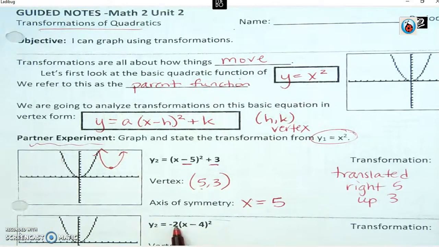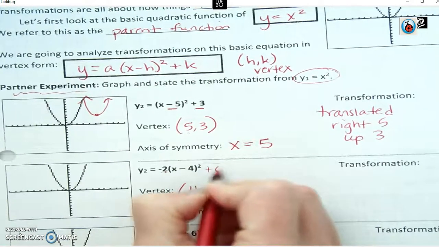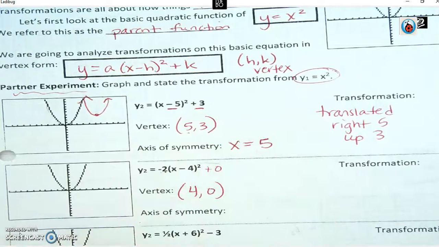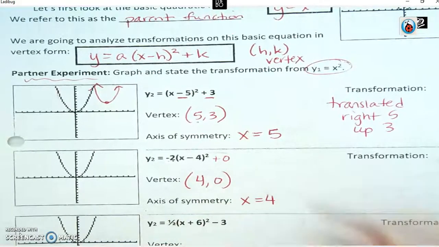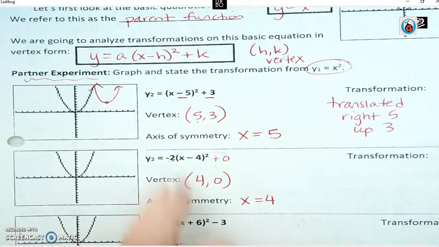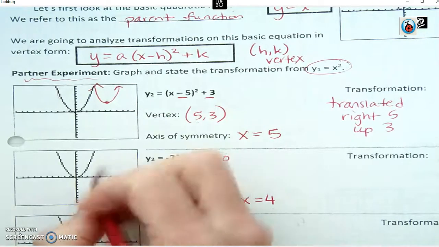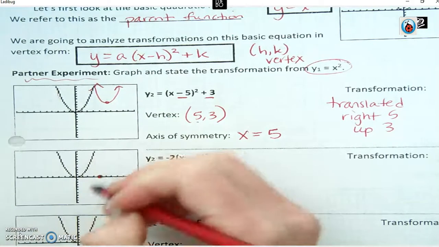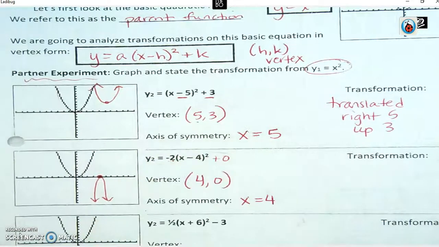All right, the next one, negative 2 times (x minus 4) squared. The vertex is 4, 0, because there's nothing back there. The axis of symmetry would be x equals 4. Once again, I encourage you to put that in Desmos so you can see what it looks like. It opens down and it is narrower than the original function.